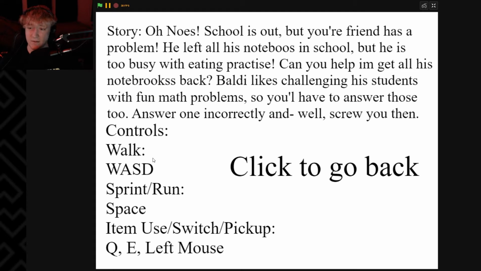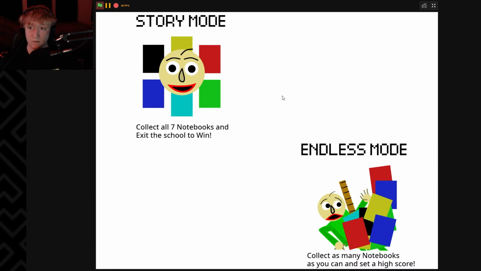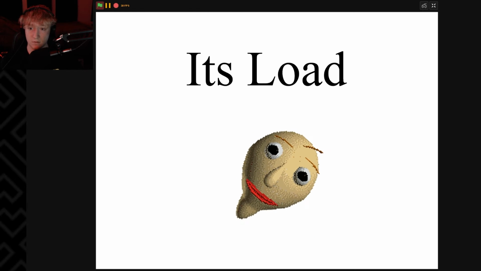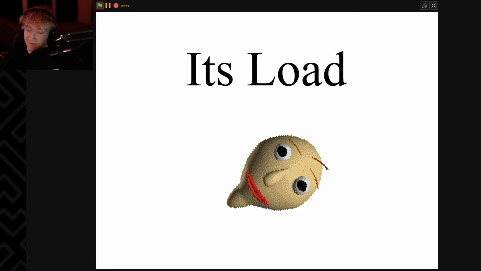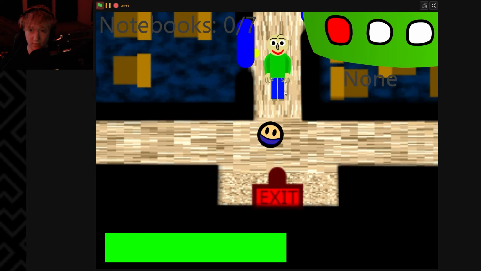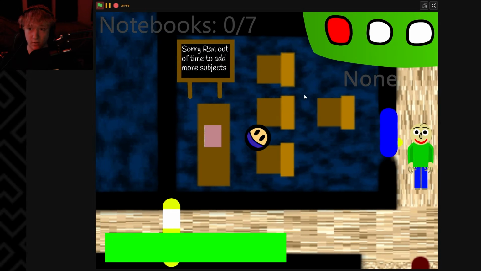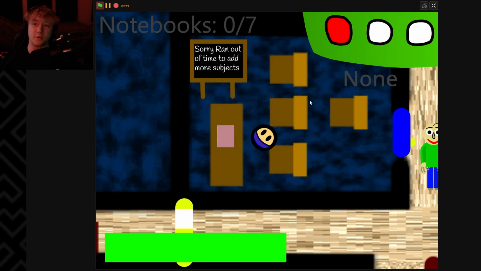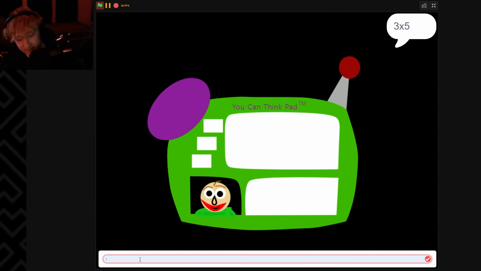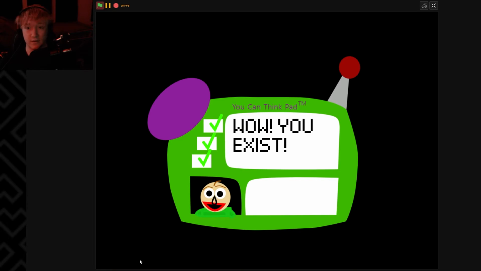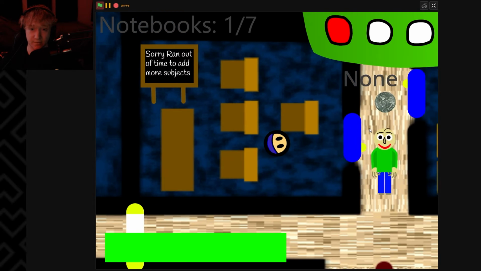How to play. WASD, space sprint, use switch pickup, Q E, left mouse. Sorry, ran out of time to add more subjects. 3 times 5, 15. 7 plus 9, 16. 9 times 2, 18. I know I am. I know. That's crazy, really.